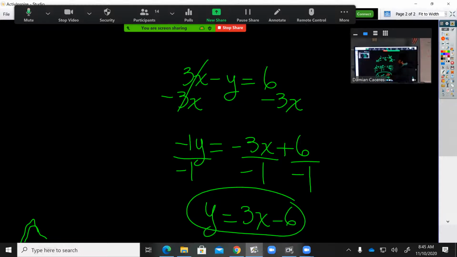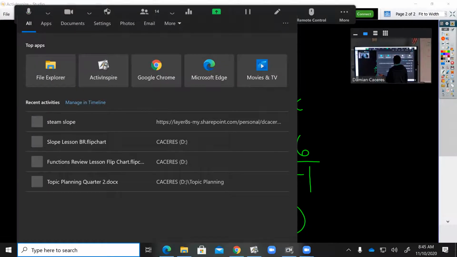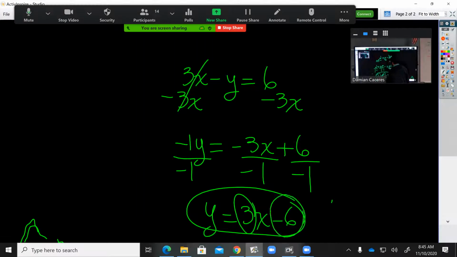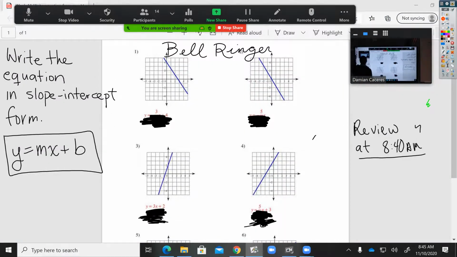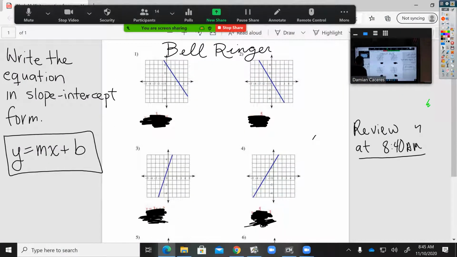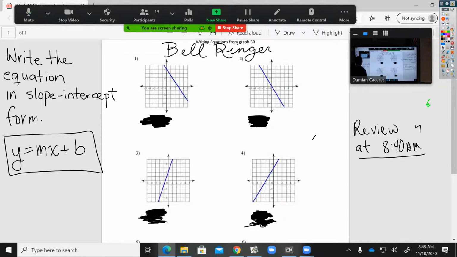Again, once you have the y by itself, you know the slope is the number that touches the x, and the y-intercept is the constant at the end. So let's do a couple examples using this worksheet. So look at number 1.